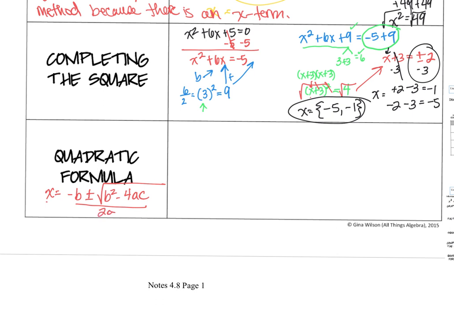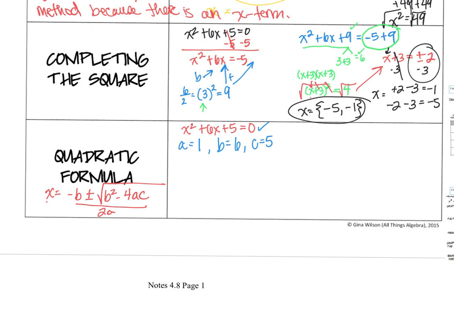So I told you guys to identify your a, b, and c values. Our equation is x squared plus 6x plus 5 equals 0. Now for this method, you do want the equation set equal to 0. So we are in the right form for that to happen. You should label your a, b, and c values. A is the number in front of x squared, it is 1. B is the number in front of x, it is 6. And c is your constant, 5.